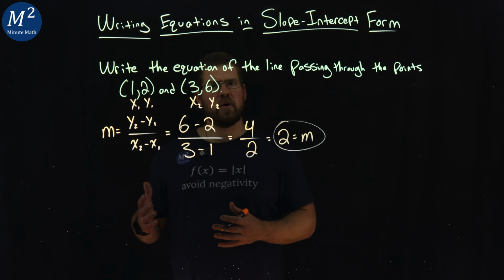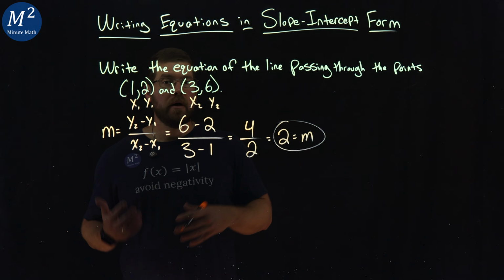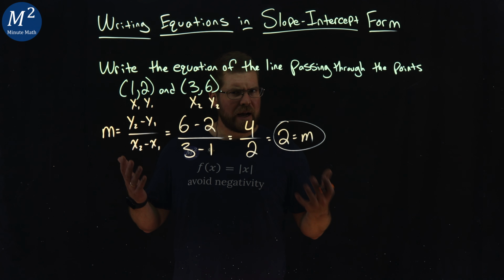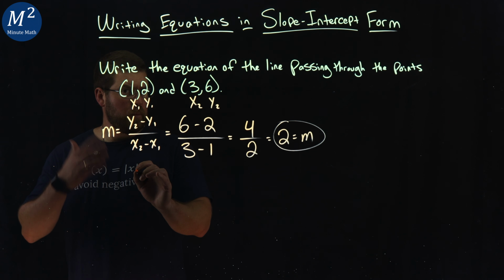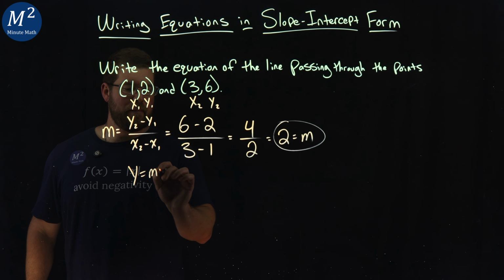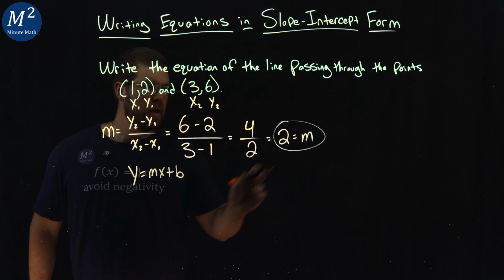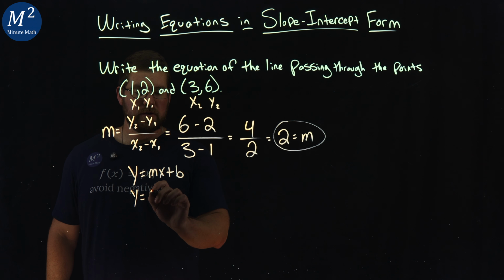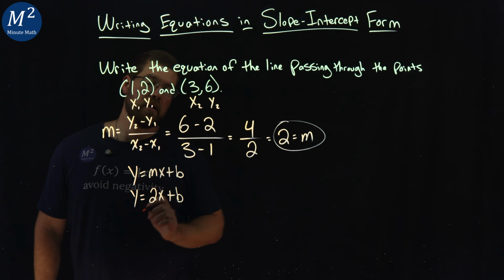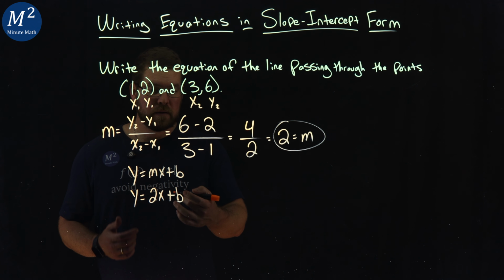Now there's a few ways you can go about this. Use point-slope form or slope-intercept form. And we're actually going to do slope-intercept form this time. So I'm going to take my slope-intercept form, y equals mx plus b. I'm going to substitute 2 in for m, so y equals 2x plus b. But notice we're missing our b value.